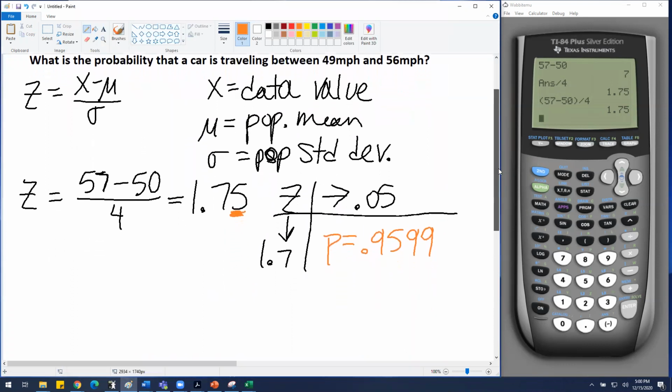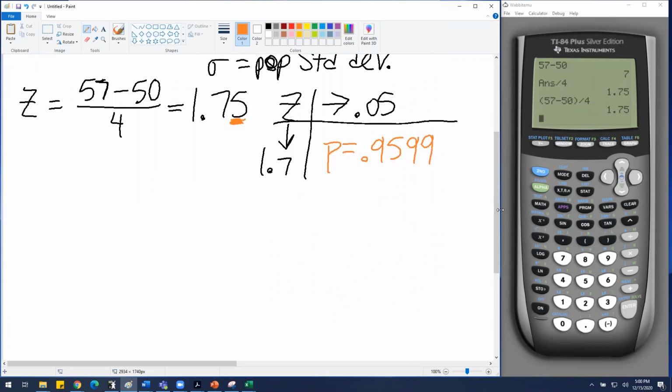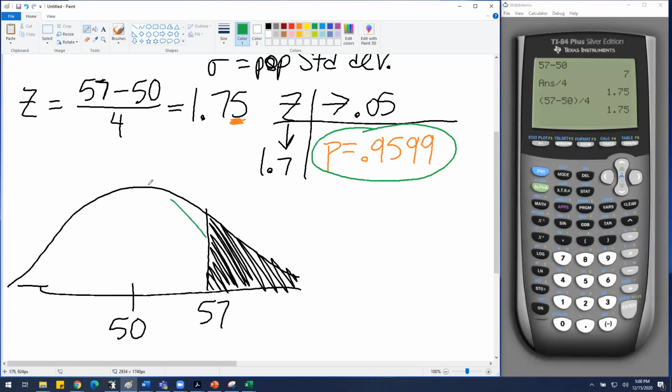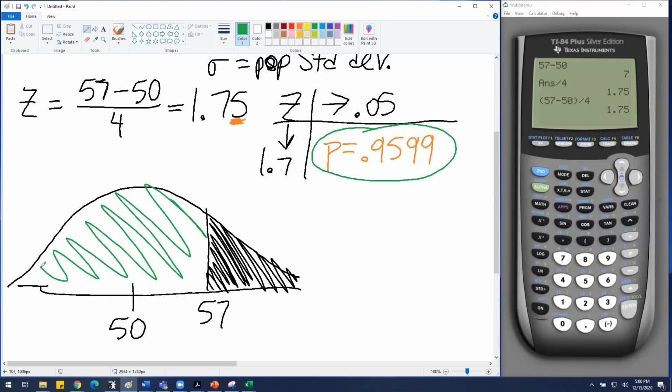So let's visualize this on a normal curve. We said our mean was in the middle, and we had faster than 57. Faster is shaded towards the right. But when we looked up this probability on the z-table, this was the area to the left. So this shaded region was 0.9599. We are trying to find faster, which is the area to the right.